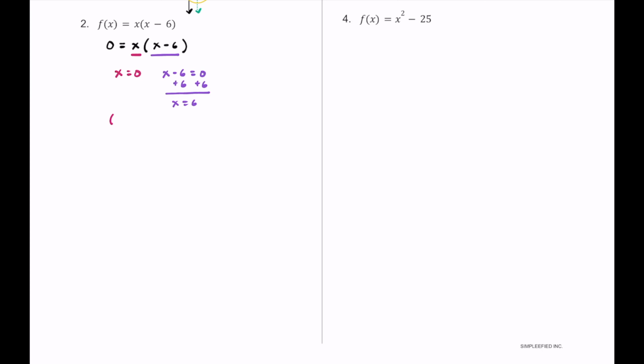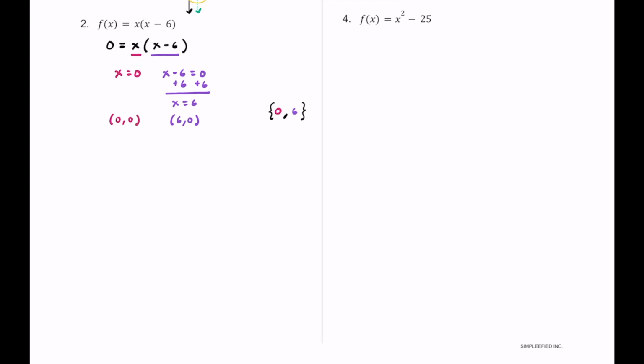We know one x-intercept is going to be (0, 0), it's right at the origin, and the second x-intercept is going to be (6, 0). So those would be the two x-intercepts, and if you wanted to write this using a solution set, we can say that one of the solutions is going to be 0, and the second solution here is going to be positive 6. So those would be the two solutions here.